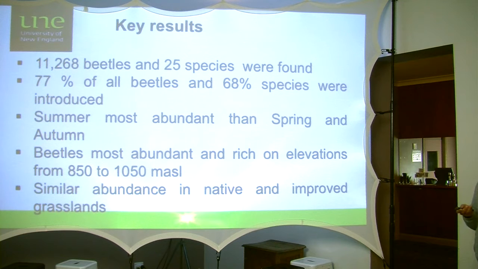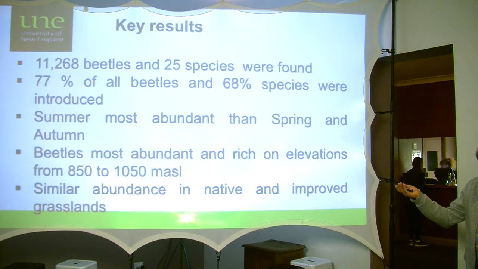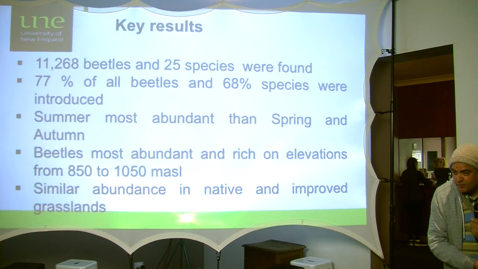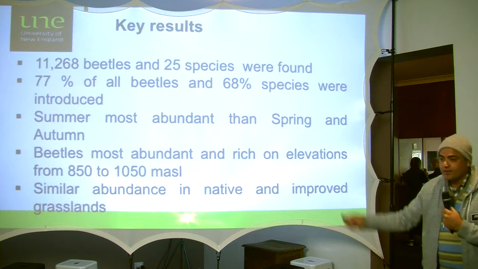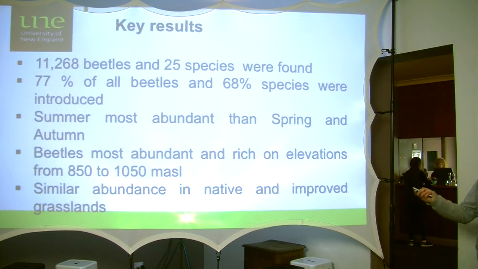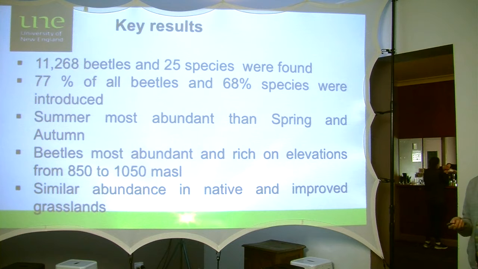Regarding elevation, mid-elevation was good for beetles because we got more beetles at mid-elevations. I have selected 300 meters to 1,300 meters above sea level, but this height is optimal for beetle abundance. Regarding the pasture land, I could not see any differences. In native and improved pasture, the number of beetles looks to be the same.